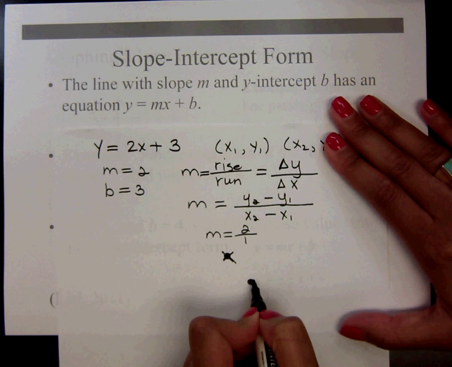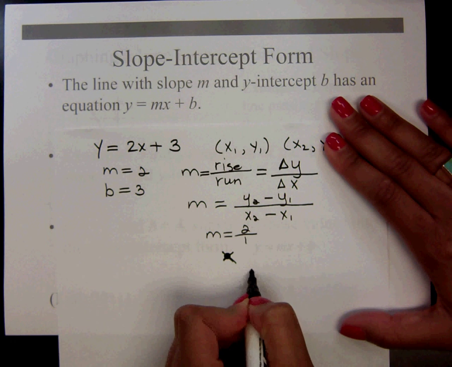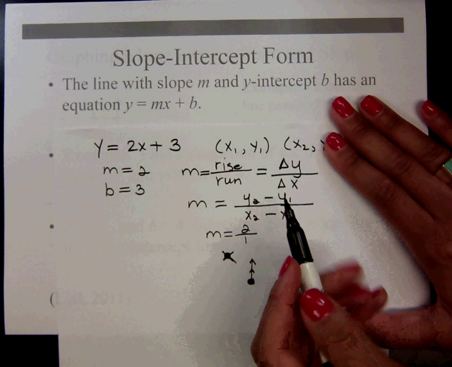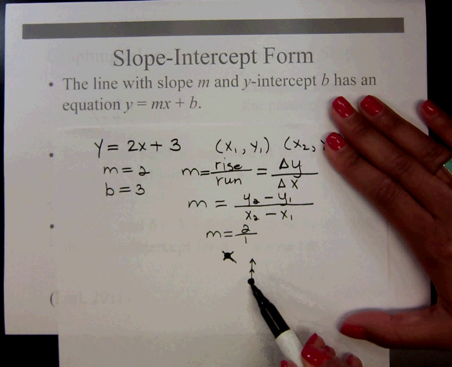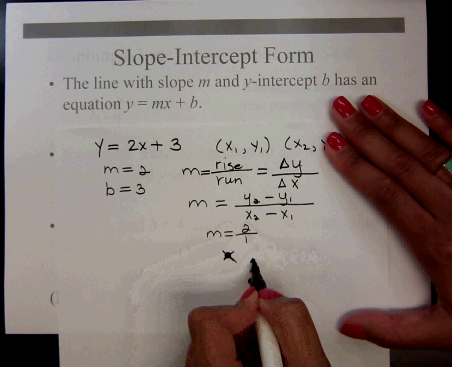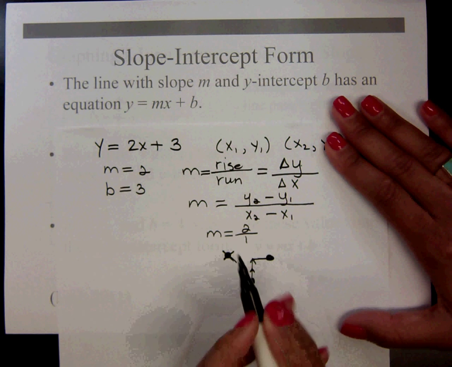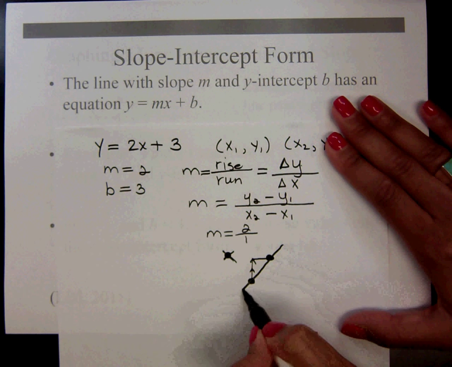We'll start here. If I have 2 in the numerator, if you remember, that means that I'm going to move up 2 units. The change in y, delta y, is 2. So because it's positive, I'm moving up. And then 1 means that I'm going to go which direction? To the right. Very good. 1 unit. And then I could draw my line.